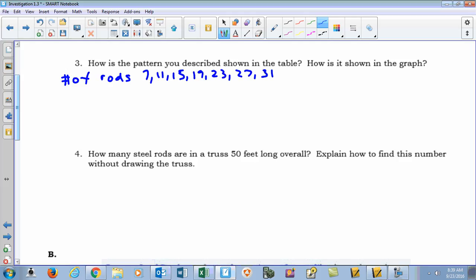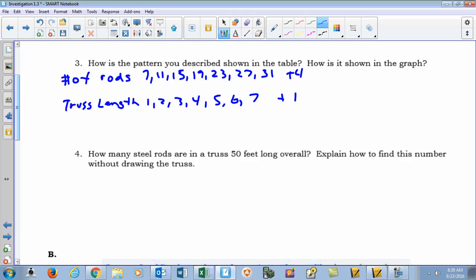And up top where the truss length is, right? We go from 1 to 2 to 3 to 4 to 5 to 6 to 7. So that's increasing by 1 and that's increasing by 4, right? That's where you see it in the table. It's pretty easy to see in the table, right?